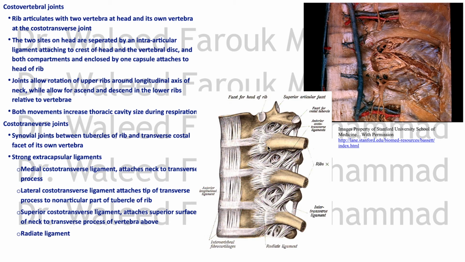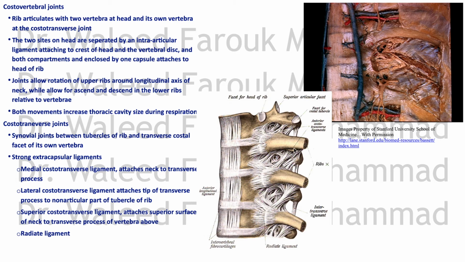Rib number 6 articulates with T6 in the superior demifacet and the oval transverse costal facet, and a demifacet on the lower part of the 5th, not the 7th. Don't confuse this. The rib articulates with its own vertebra at the body and transverse process.